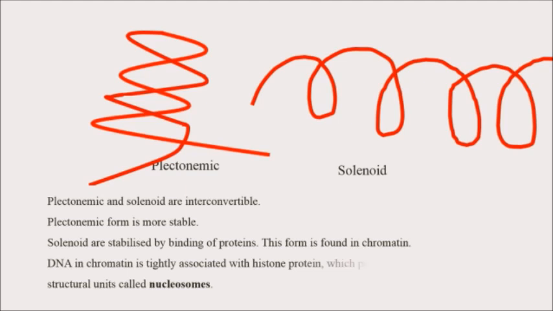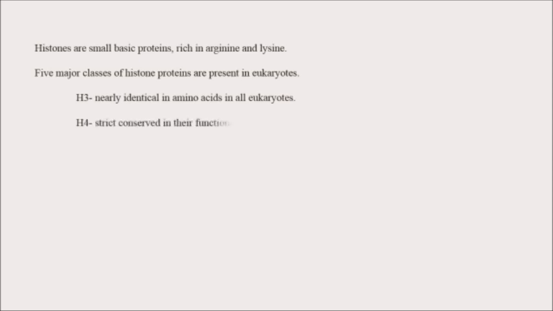DNA in chromatin is tightly associated with histone proteins, which package and order the DNA into structural units called nucleosomes. Histones are small basic proteins rich in arginine and lysine, and these provide positive charge to histones. Five major classes of histone proteins are present in eukaryotes. Histone 3 is nearly identical in amino acids in all eukaryotes. Histone 4 is strictly conserved in its functions. H1, H2A and H2B have less sequence similarity among eukaryotes.